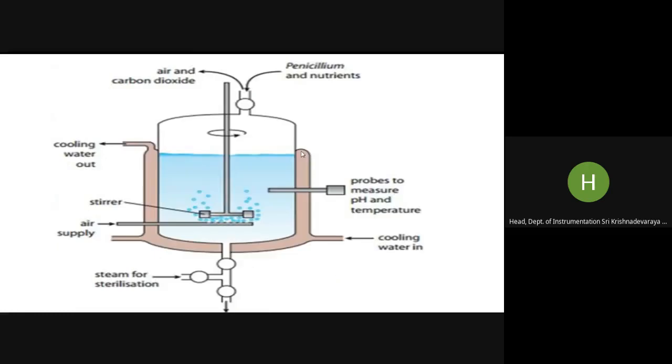If you see another configuration of this, overall you will have a stirrer. You have cooling water out, cooling water in. You have a supply of air here. Penicillium and other nutrients in a medium, you are giving it here. Air and carbon dioxide are escaping through this. Cooling water is coming in and going out here. Steam for sterilization, if you want, you are supplying here. And then penicillin is taken out. So this is what exactly happens in a fermenter.